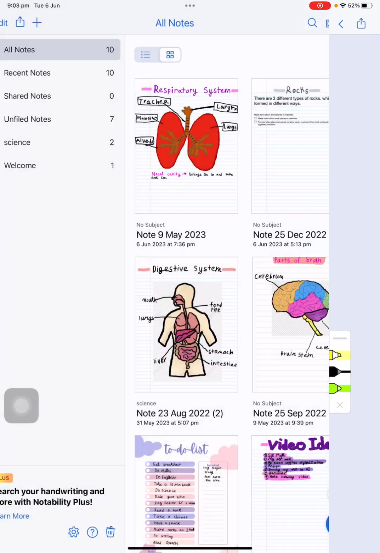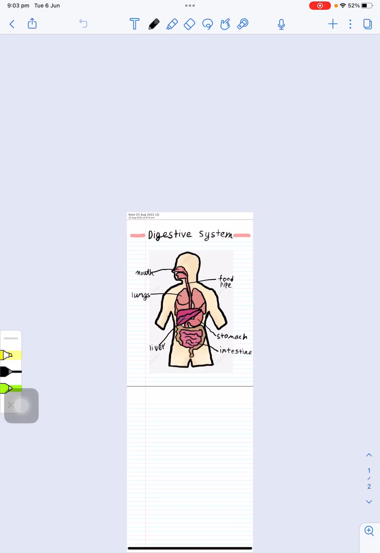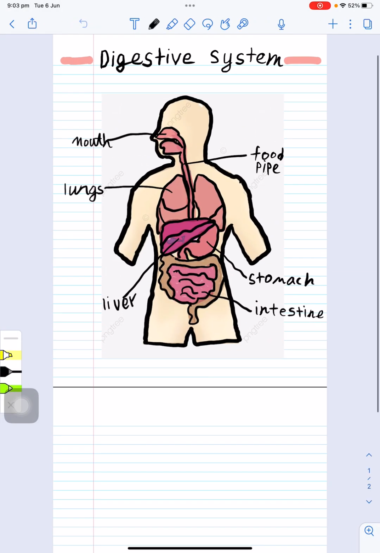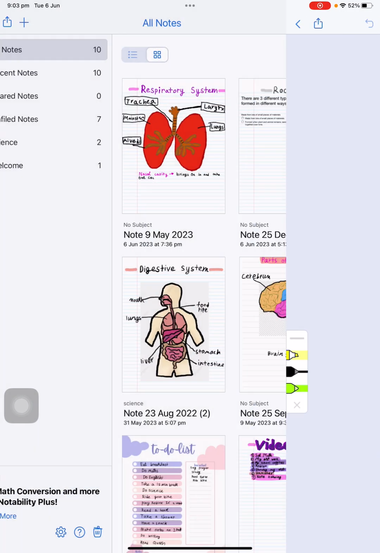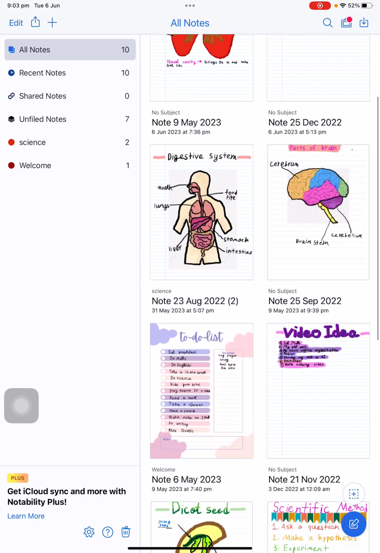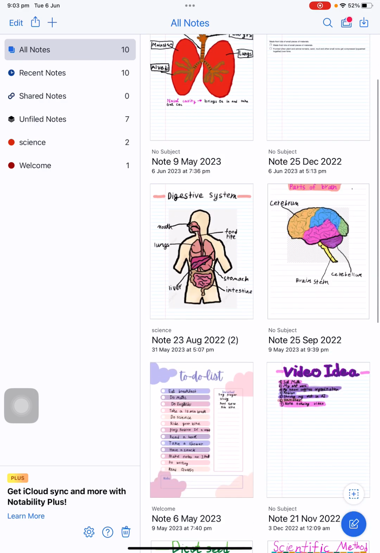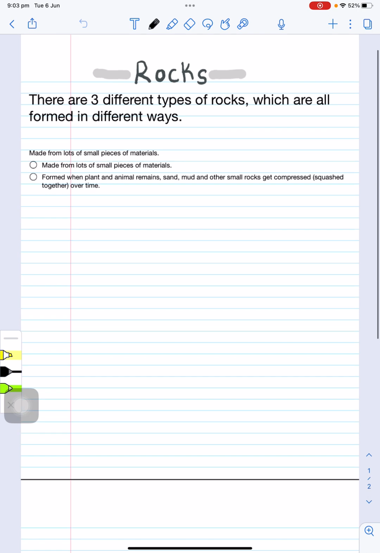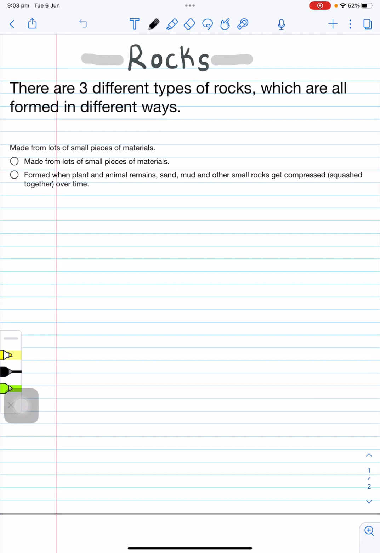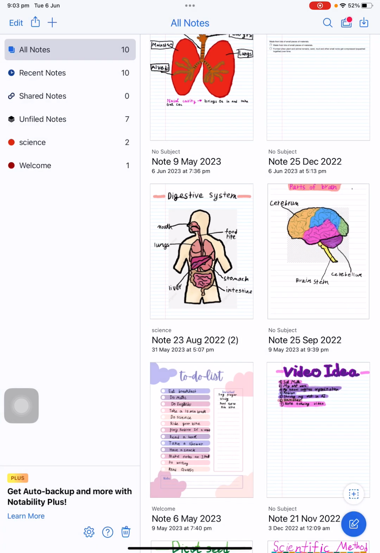And then we also have the digestive system. So there's mouth, food pipe, lungs, and liver. And actually the lungs don't have to do anything with the digestive system. I just wrote them anyway. And then there's stomach, and then there's intestines. And then what else? Oh yeah, I didn't show you this one. I think rocks. Yes, this one. So there are 3 types of rocks, which are all formed in different ways. And yeah, pretty much this was just a note I was taking.